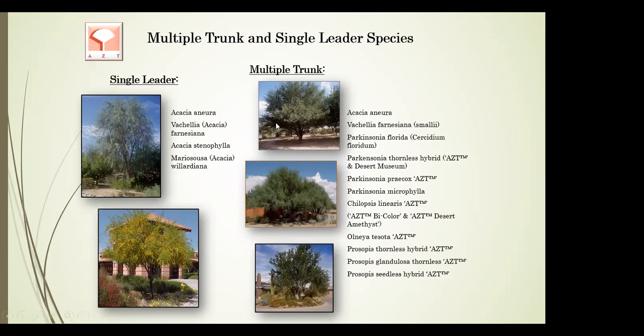So multiple trunk trees can be very handsome. We don't find them very often in other parts of the country. This is not desirable in most of the United States. More desirable is a single trunk, a standard trunk with upright growing branches. In the Southwest deserts, we have more spreading and multi-trunk style of trees.